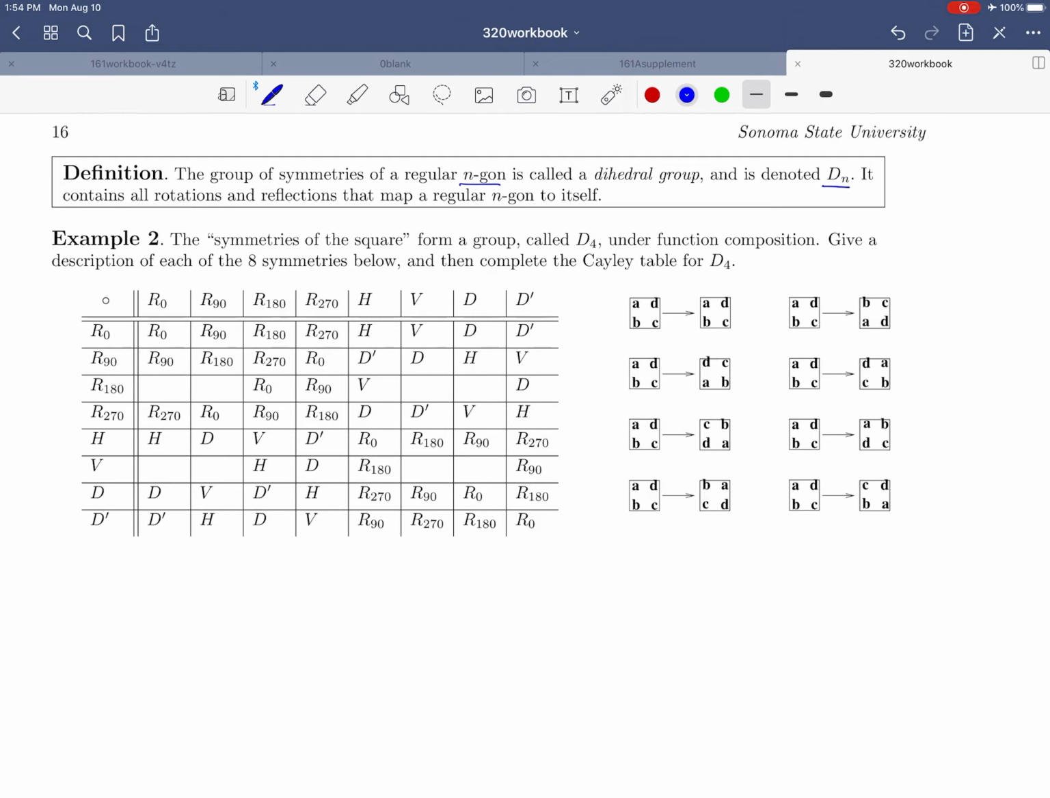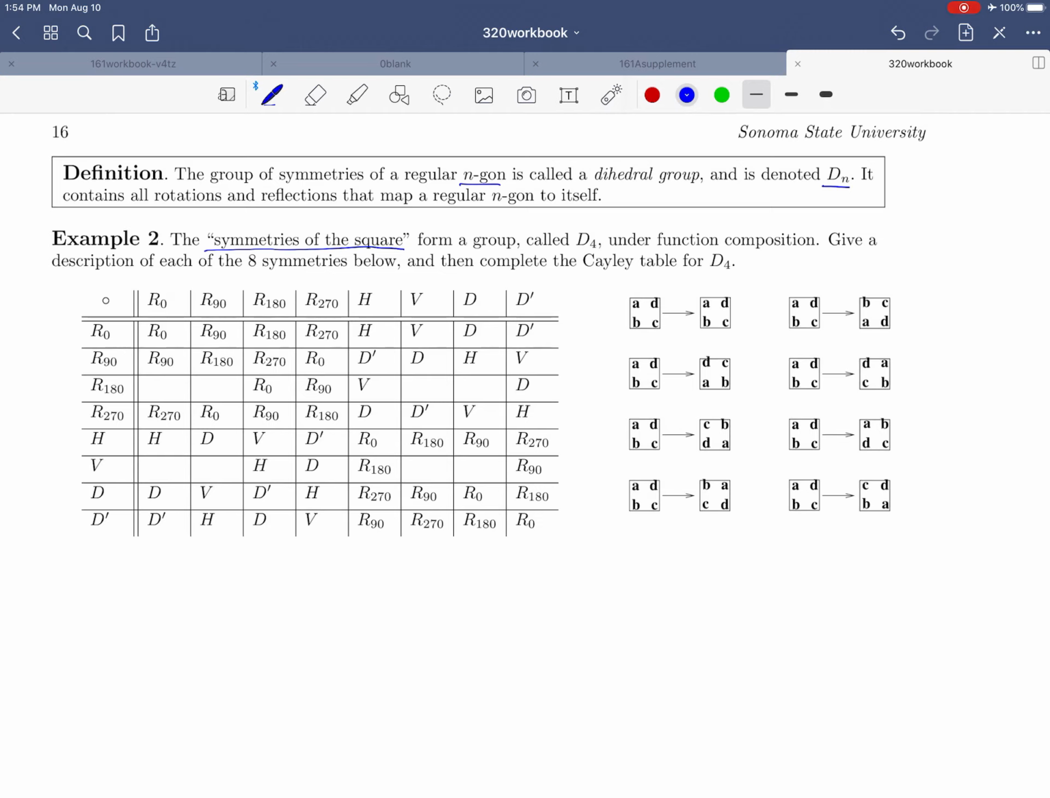Let's just ignore this definition for a minute. I just read it because it's at the top of the page, but let's just look at example 2 in some detail that looks at the symmetries of the square, and after we understand that example, then we can go back and talk a little bit more about these groups and these dihedral groups in general.